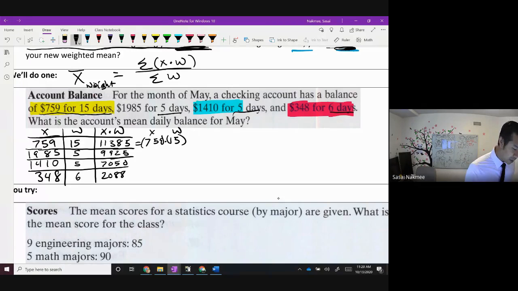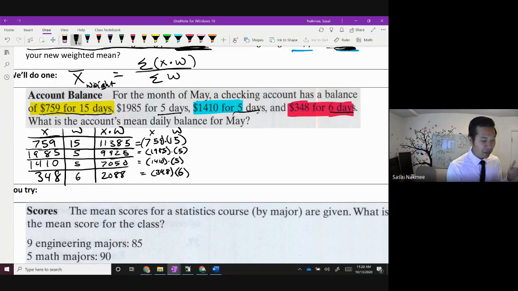Again, if you are having trouble seeing where this is coming from, this is just the data point, 1985 times 5. This one right here is coming from 1410 times 5. And this last one down here is coming from 348 times 6. Okay? That's where I'm getting those from.